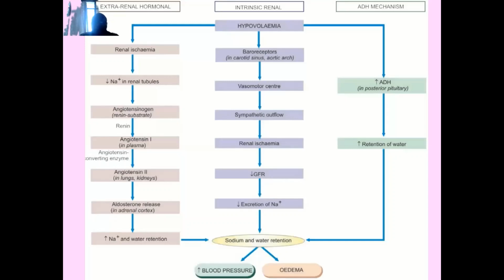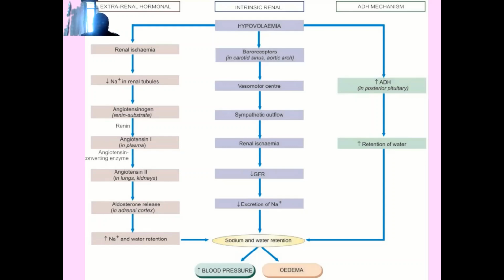Now, in this flow chart you can see various ways of control of fluid regulation in the body. You can see the extrarenal hormonal, you can also see the intrarenal, and also you can see the antidiuretic hormone mechanism. Now, in this case the patient has hypovolemia, low volume in the blood, most likely either by bleeding or anything else which can cause low volume.